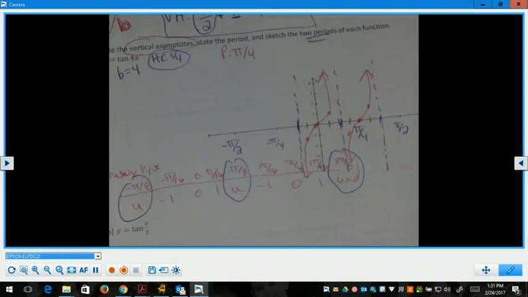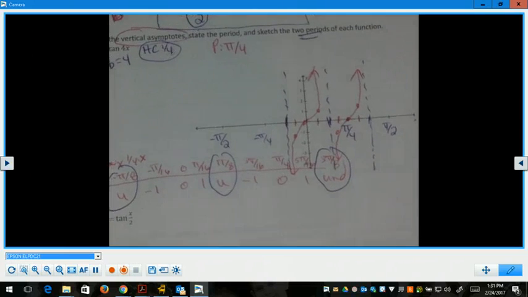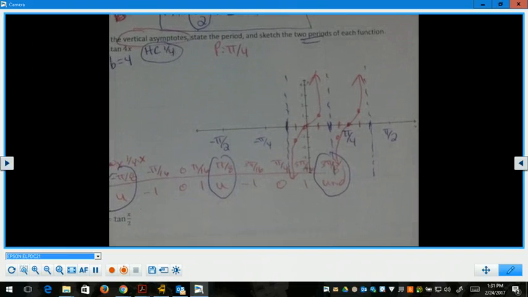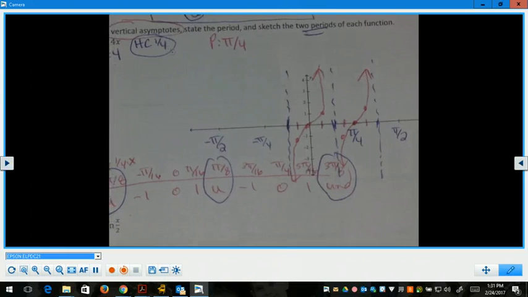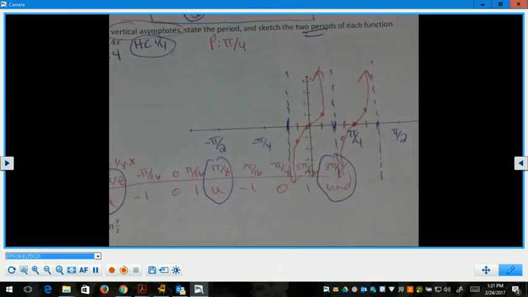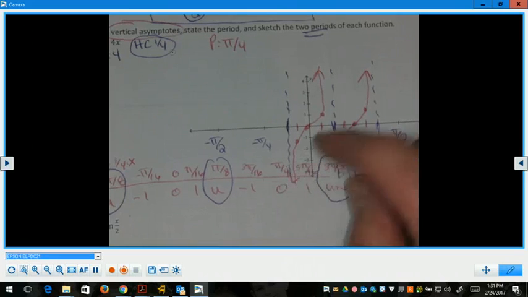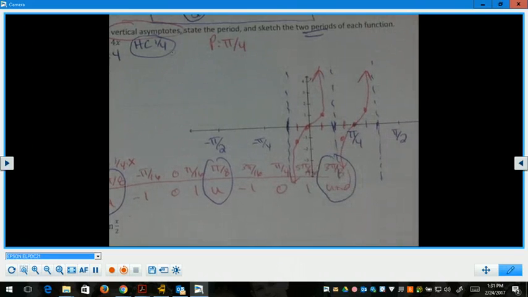Two things could make it go the other way. What's one of them? A reflection. Yep, a reflection could do that. Make the graph look different either over the x or over the y. The other thing that would make it look different is if it was cotangent. And I'd have different places for my asymptotes then, but it would be the flip of this.